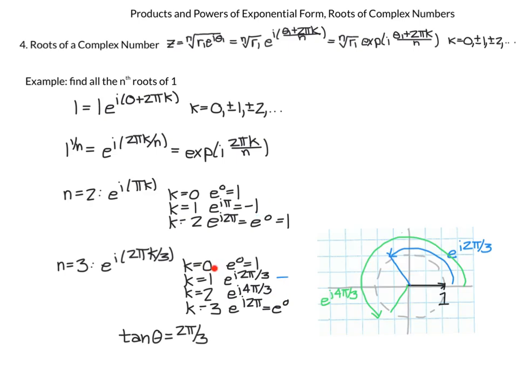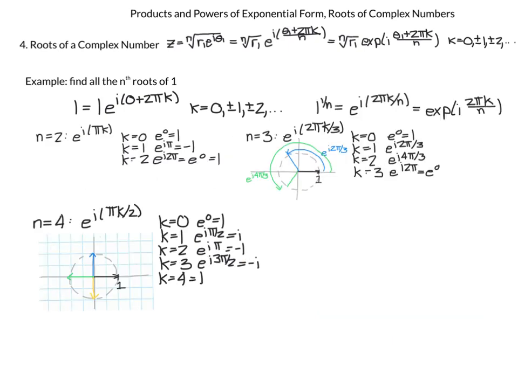What this looks like is we start at 1, and then we go around 2 pi over 3 to get our next root. And here we have e to the 2 pi over 3. We go over another 2 pi over 3. We get our next root, e to the I 4 pi over 3. And then finally, when we go another 2 pi over 3, we come back to our original root of 1.